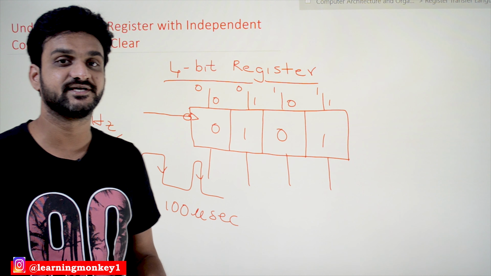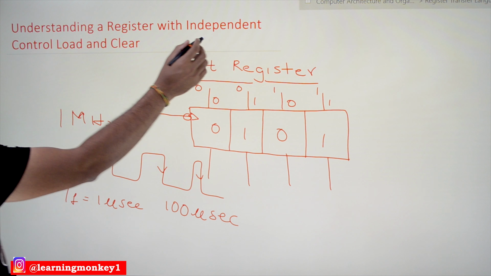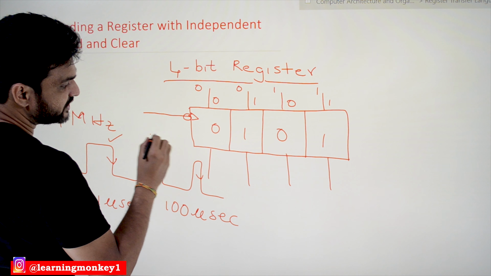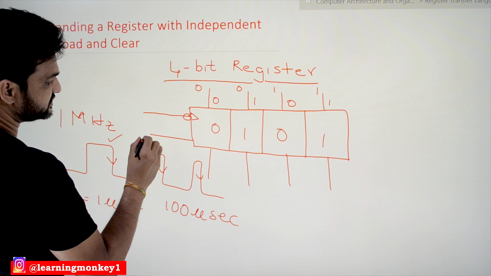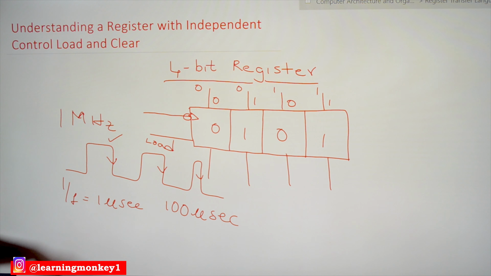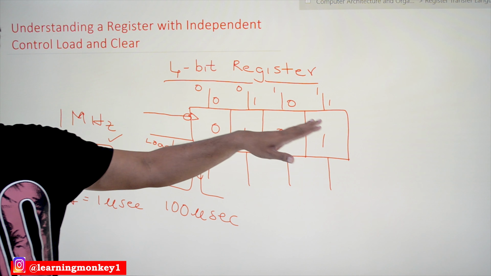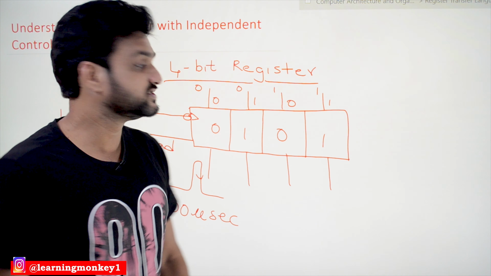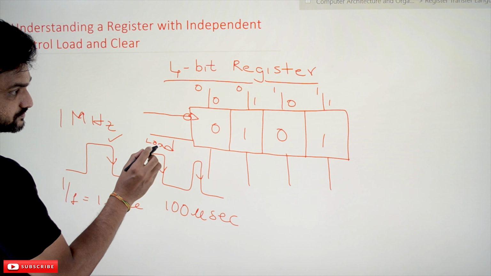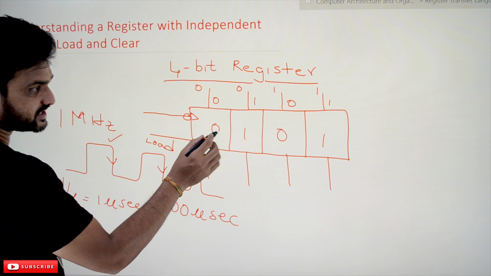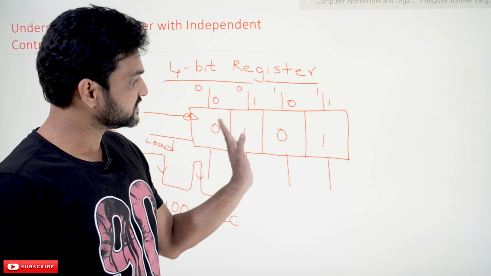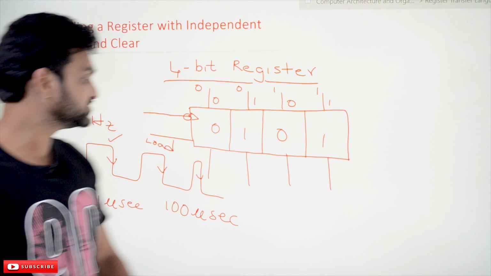So what is the solution? We have an independent control called load and clear. First we will try to understand load. We have another input to this register. This input is what we call the load control input, and this is a synchronous input. There are two kinds of registers, which we discussed in our digital logic design video on the introduction to registers. Asynchronous and synchronous registers can be used.